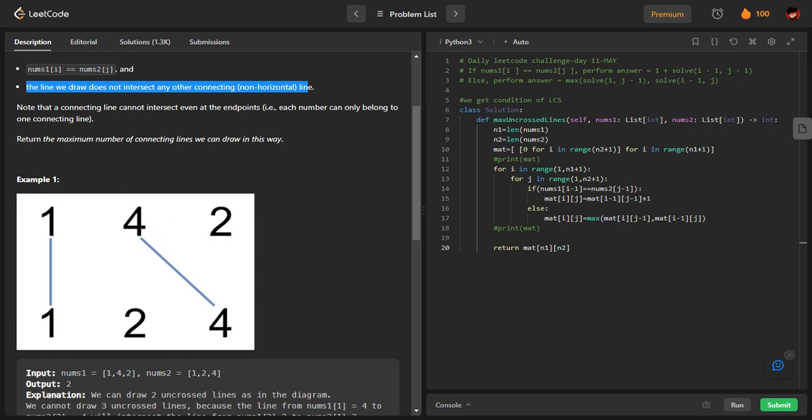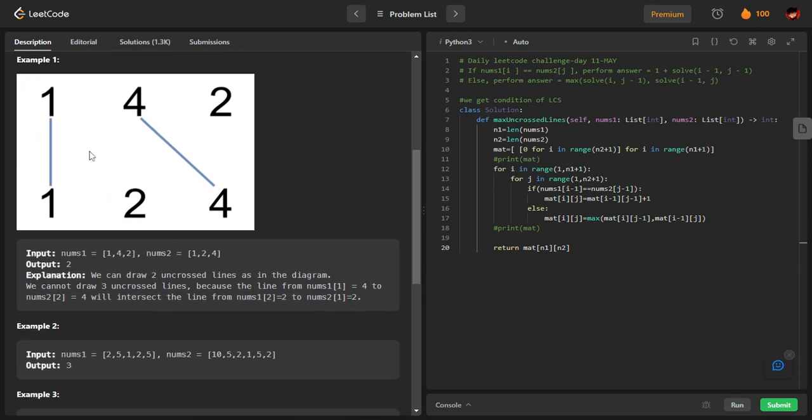Now, let us see what the question is asking. They are asking for the maximum number of connecting lines we can draw. The one condition they've given is that a connecting line cannot intersect even at the endpoints. What they mean to say is each number can only belong to one connecting line. Suppose 4 is getting connected to 4, and suppose here 2 is also 4, then I cannot connect the same. One number of nums1 is reserved for one number of nums2 if the two are equal. That is the basic idea here.